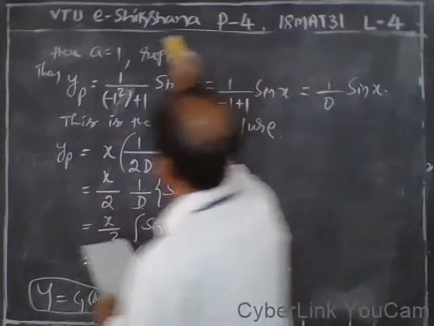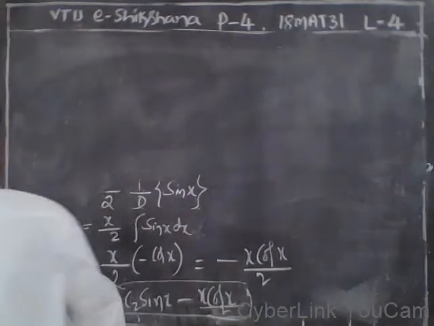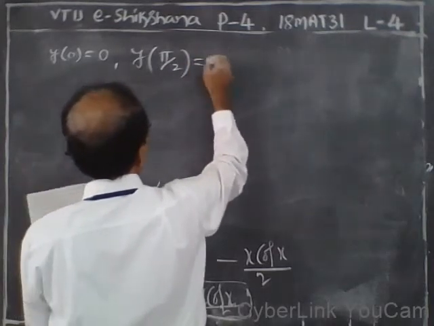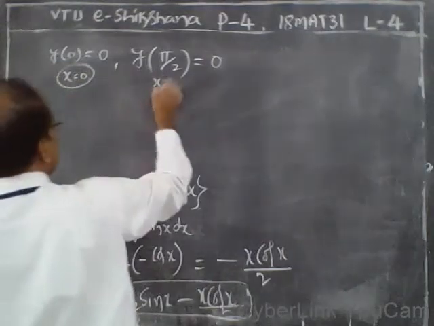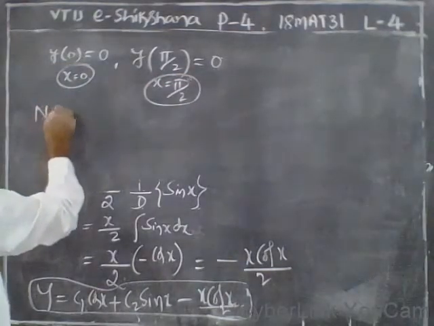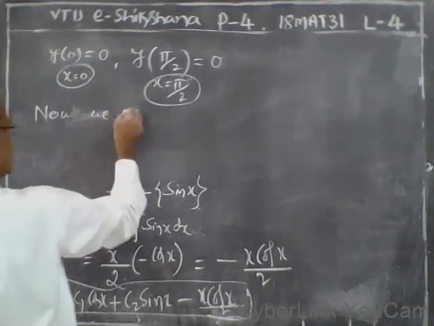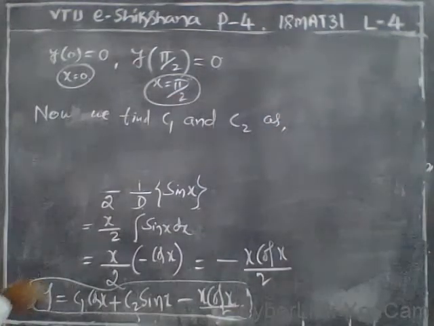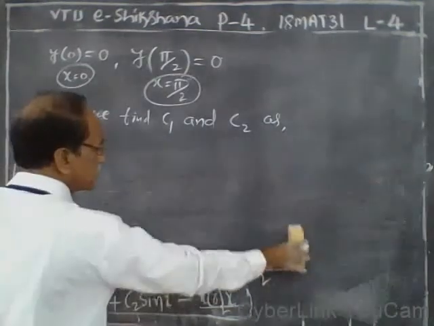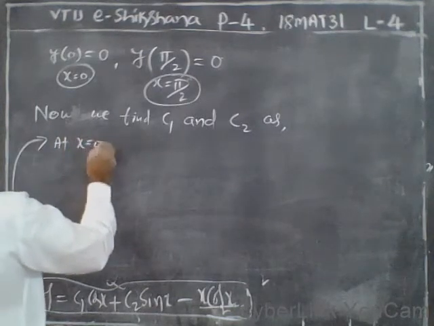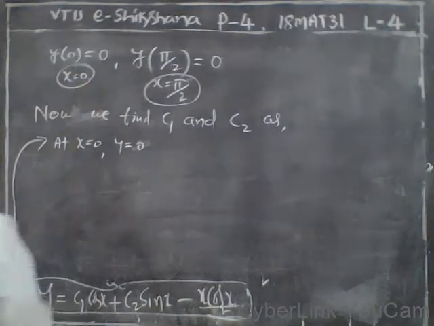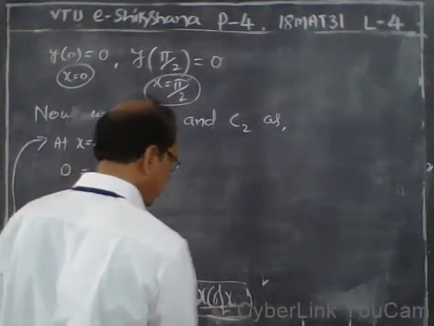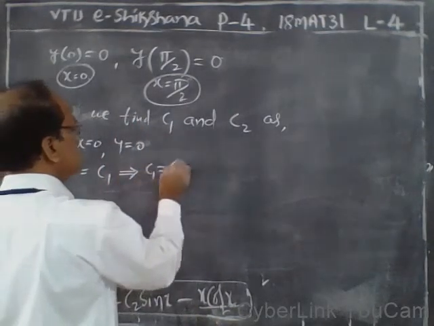Now the given initial conditions are y(0) equal to 0 and y at pi by 2 is equal to 0. That means here x equal to 0, here x equal to pi by 2. Now we find c1 and c2. This is the solution. From this step, we substitute x equal to 0, and y is equal to 0. Therefore the left side is 0, cos 0 is 1, sin 0 is 0, and cos 0 is 1, but x is multiplied. Therefore c1 takes the value 0.